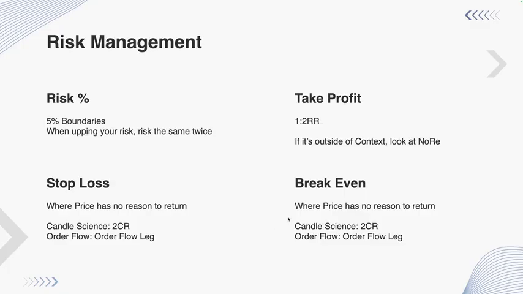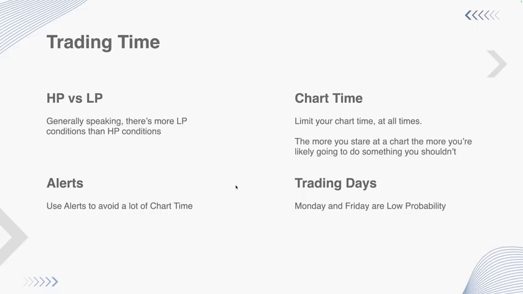All right, from risk management, we can now move on towards trading time right there. And for trading time, we need to go over high probability versus low probability. So I want to get your mindset right as well. Generally speaking, there are more low probability conditions than high probability conditions. So for any trading plan, keep that in mind as well, that most likely you're going to be waiting more than actually doing something. Now, during that waiting, it's very important to limit your chart time.